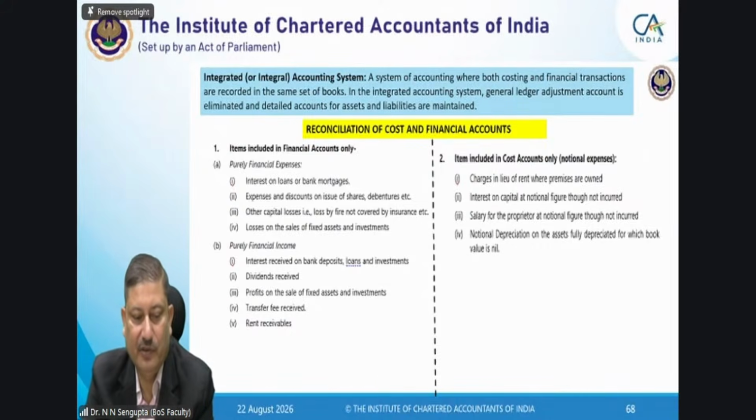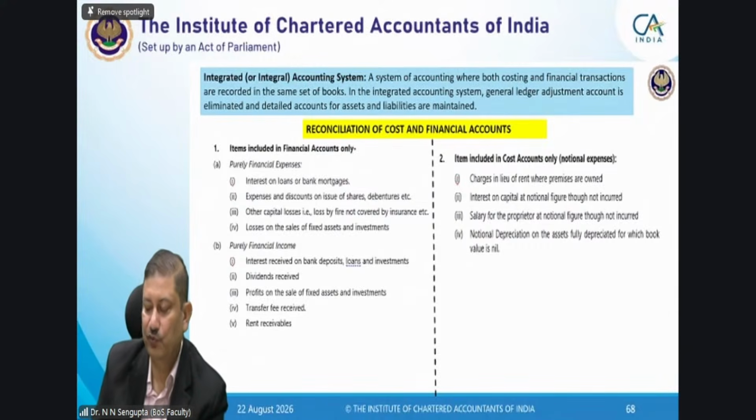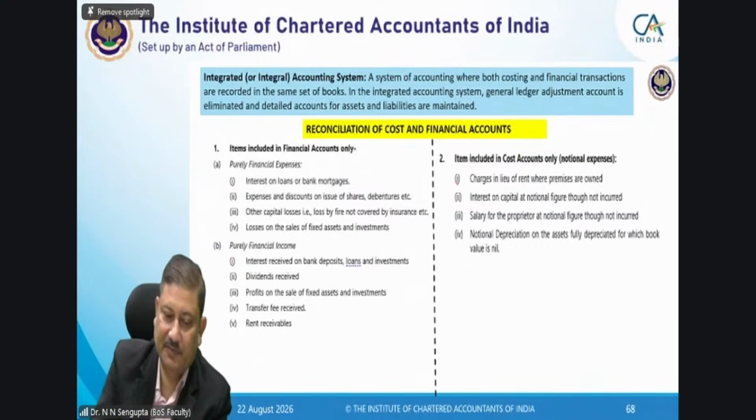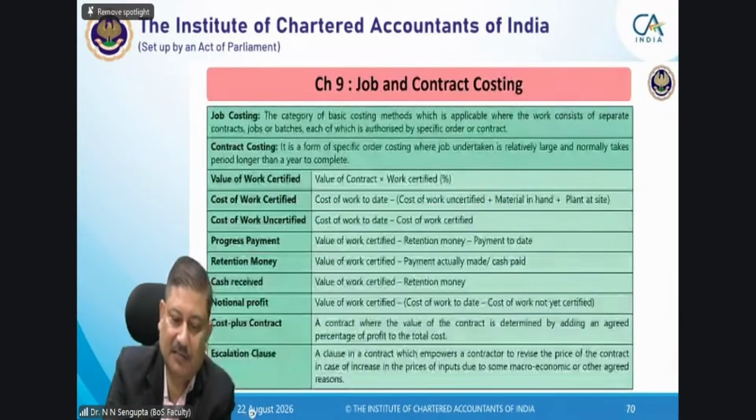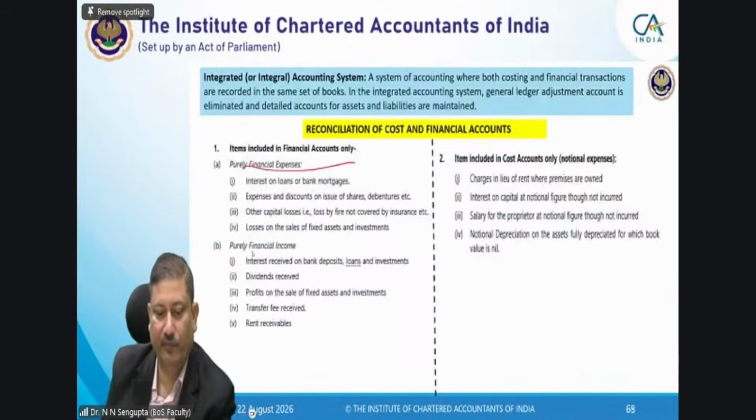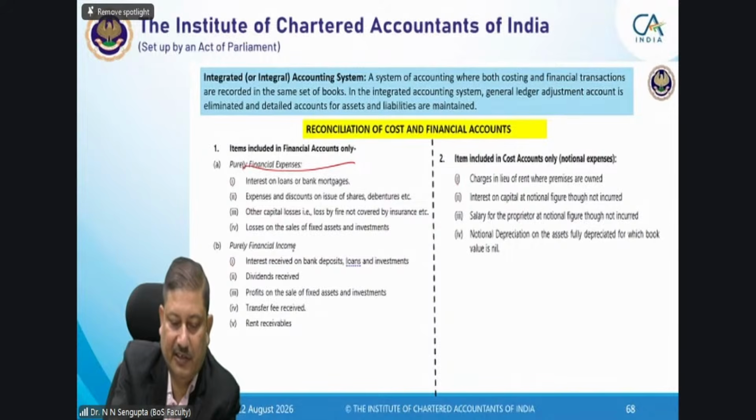So items which are included in financial accounts only, the pure financial expenses like interest on loan or bank mortgage, expenses and discount on issue of shares and debentures, other capital losses like loss by fire not covered by insurance, losses on the sale of fixed assets and investments, and some purely financial income. So it is divided into two parts. One part is the financial expenses, another part is the financial income.